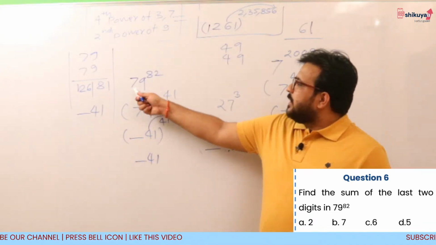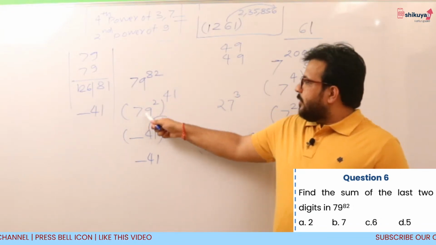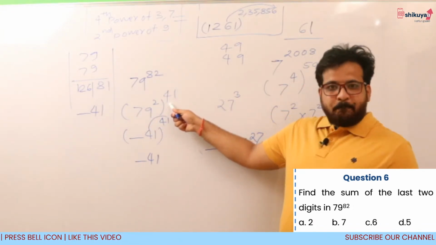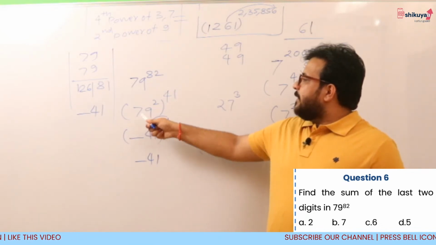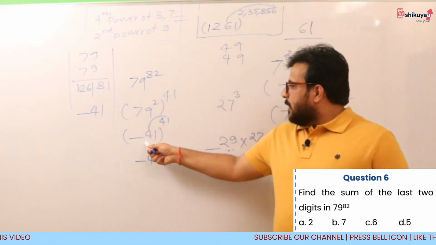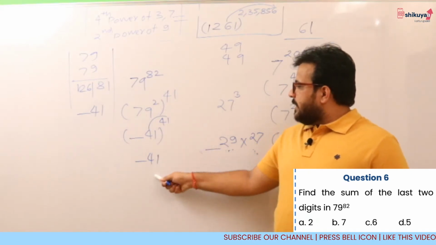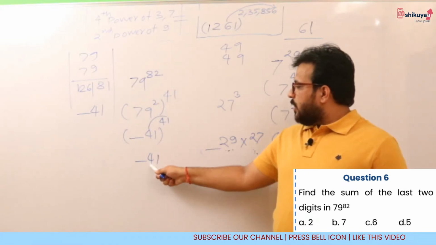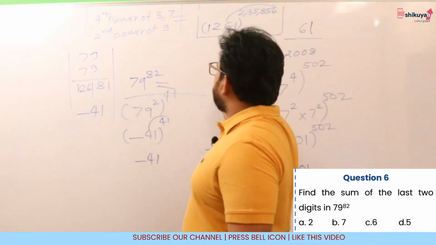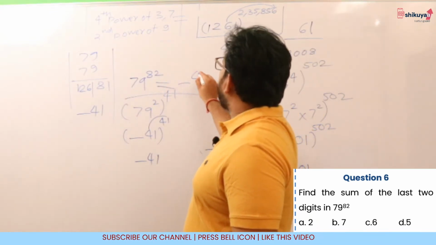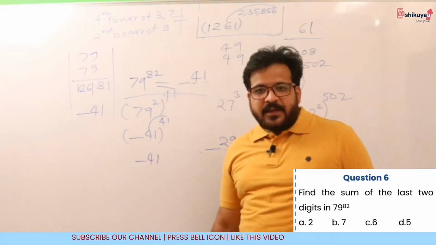So problem was 79 raised to 82. So 79 raised to 2 raised to 41. Correct? So now you are able to understand what is 79 raised to 2. It is ending in 41. So 41 raised to 41. 1 as it is, 4, 4 ones are 4, 4. So last two digits of 79 raised to 82 are 41. So 4 plus 1 is 5.